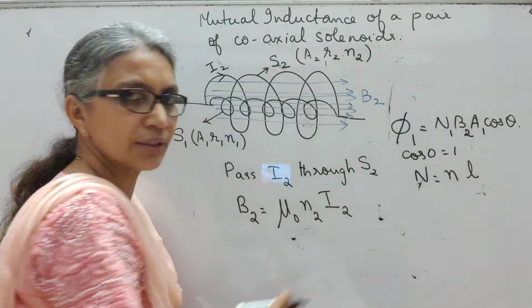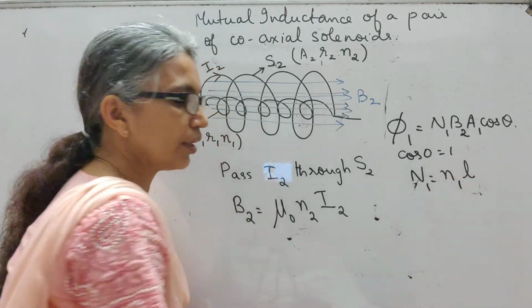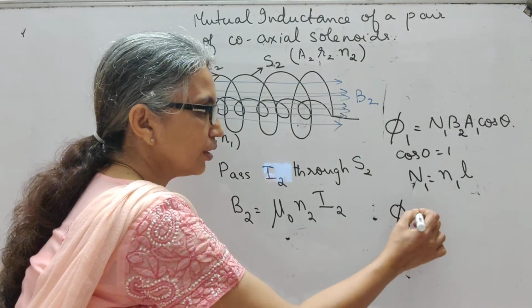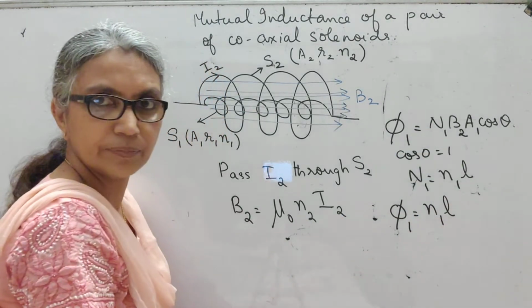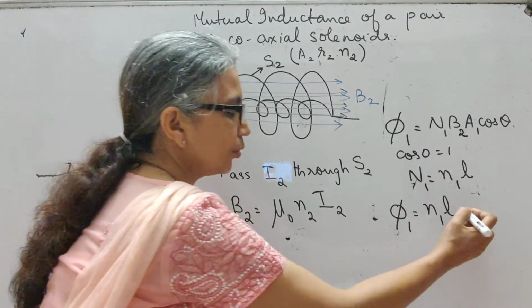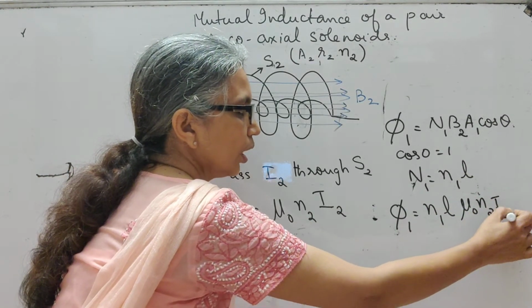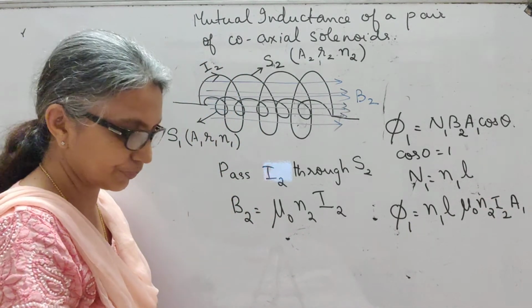So I will put this as N2. Therefore, this N1 is equal to small n1 into L. Now if I substitute for phi 1, instead of N1 I will write small n1 into L. B2 we already know is mu 0 n2 I2, and A1, which is pi R1 square.